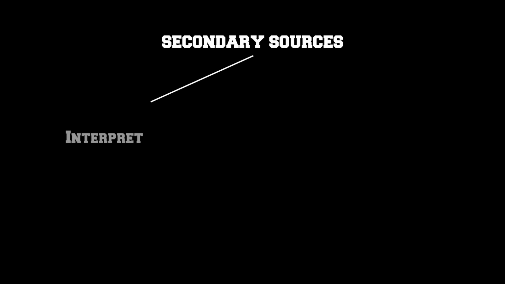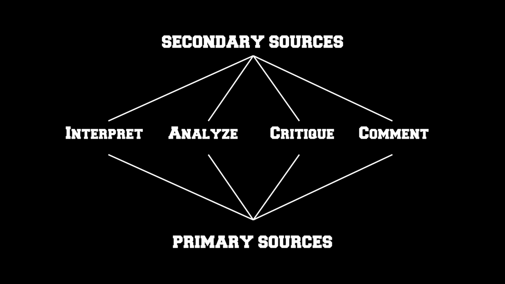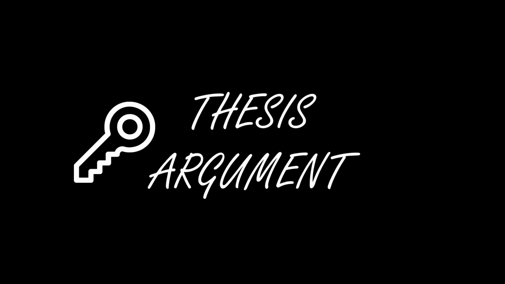Secondary sources interpret, analyze, critique, or comment on information found in primary sources and put them into context. They are usually written by individuals who did not experience the events firsthand. A key component of many secondary sources is the presence of a thesis statement or argument made by the author.